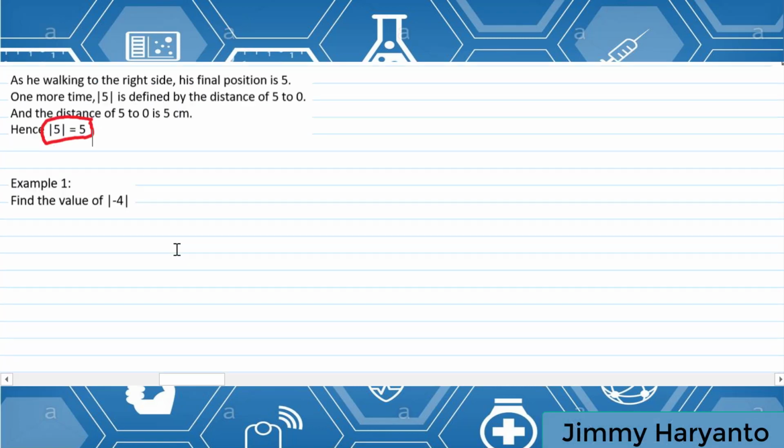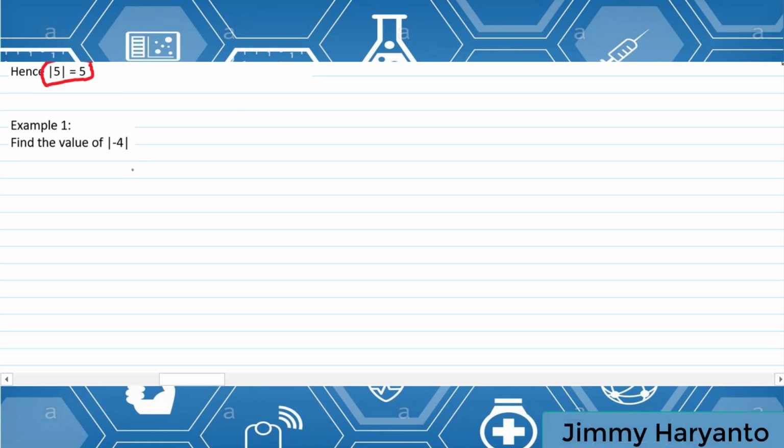Let's look at example 1 to practice. Find the value of absolute value of negative 4. What is the result? From the definition we know that absolute value of negative 4 is the distance between negative 4 to 0. The distance will be 4. That is from the definition of absolute value.